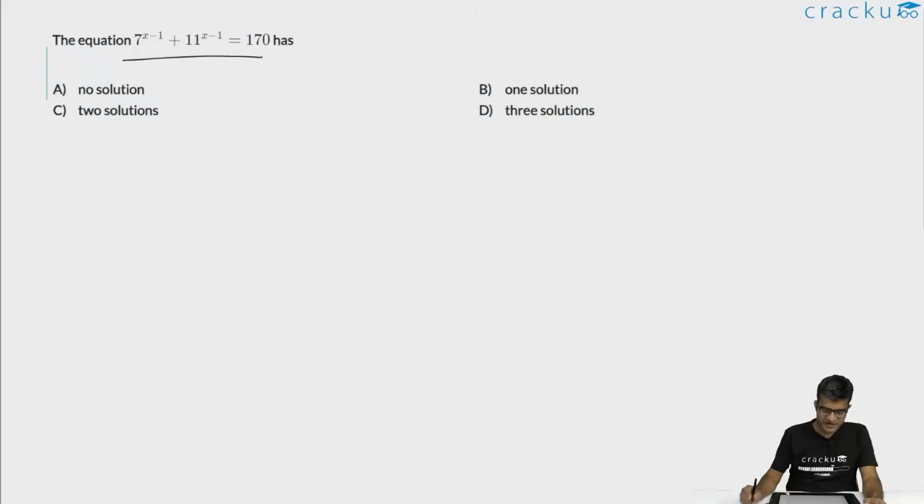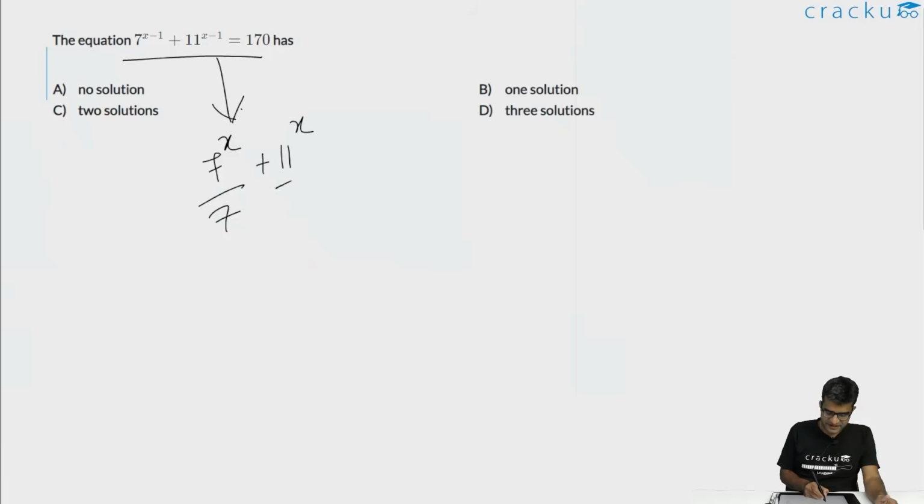In this question, we are asked to calculate how many solutions the equation 7 to the power x minus 1 plus 11 to the power x minus 1 is equal to 170 has. So 7 to the power x minus 1 is 7 to the power x divided by 7, plus 11 to the power x divided by 11. This is equal to 170.